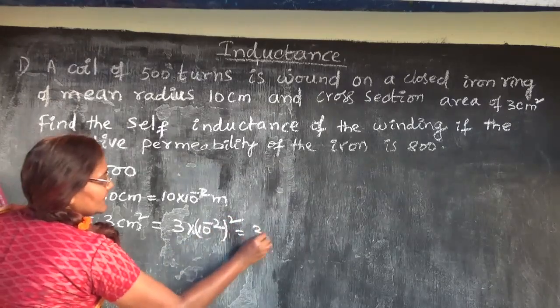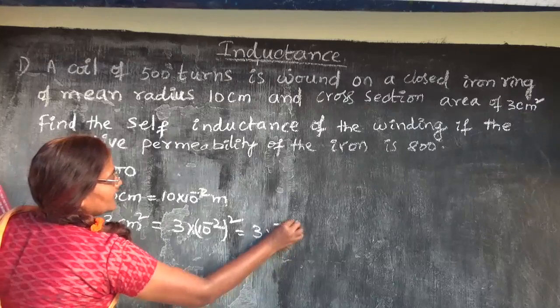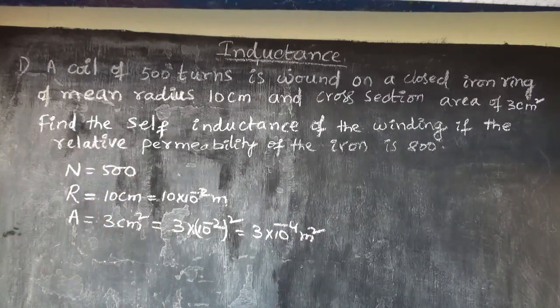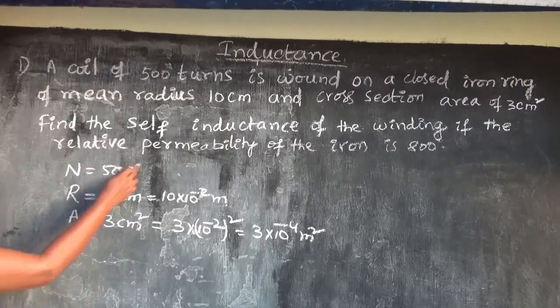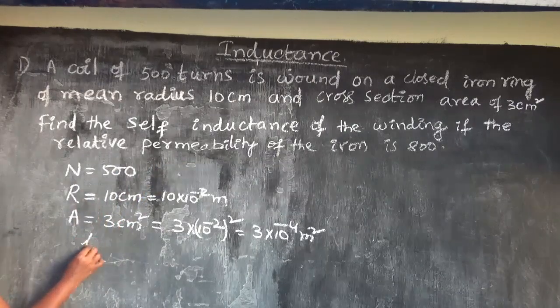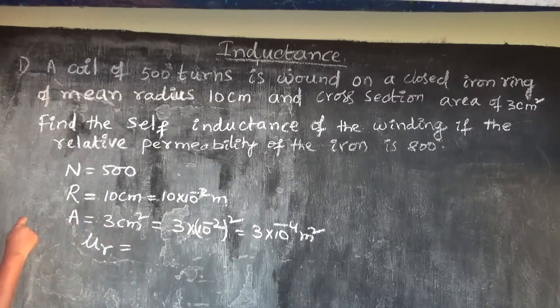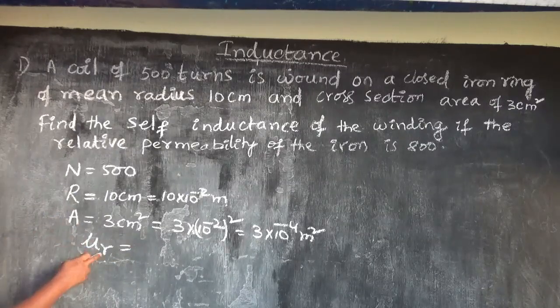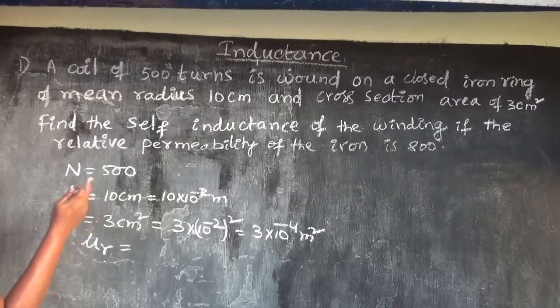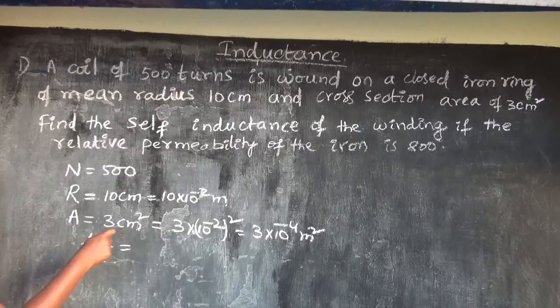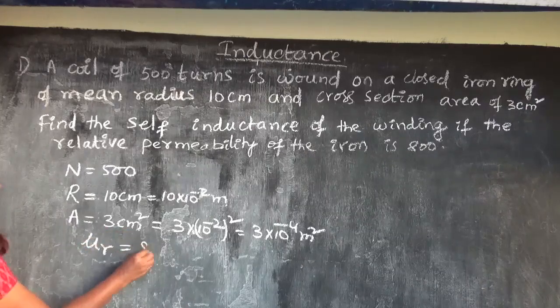That is equal to 3 into 10 to the power of minus 4 meter square. Next, the permeability of the iron is given. Relative permeability mu r is given. In the previous problem, mu r is 1. That means the material is placed in the air. So mu r is equal to 1. But in this problem, mu r is not 1, but it is 800.